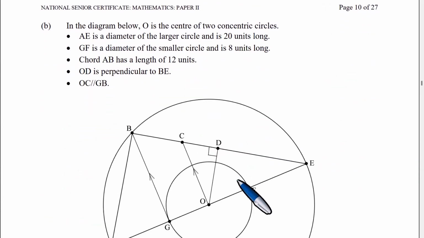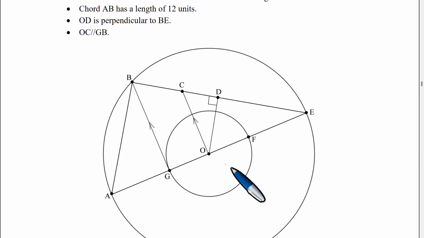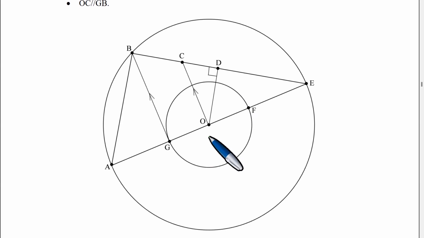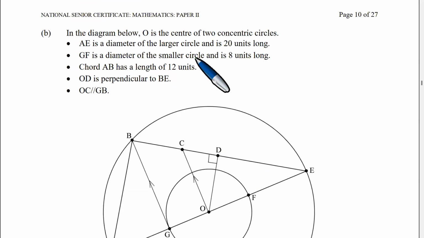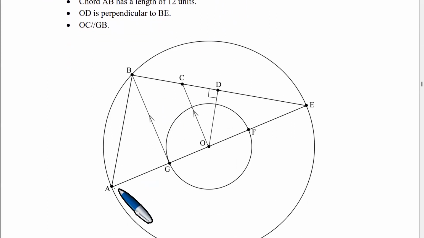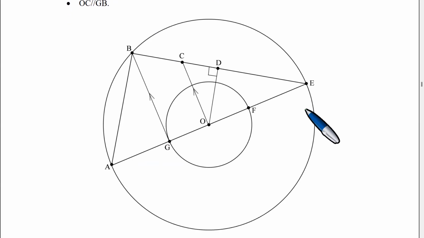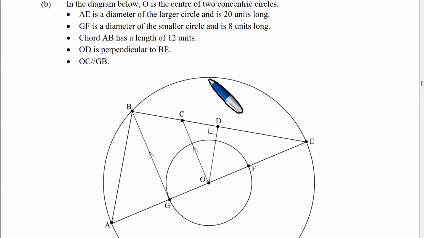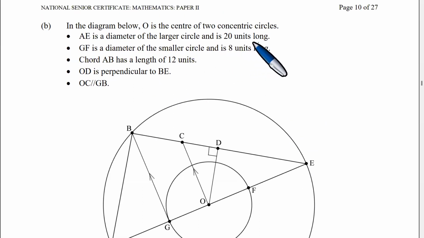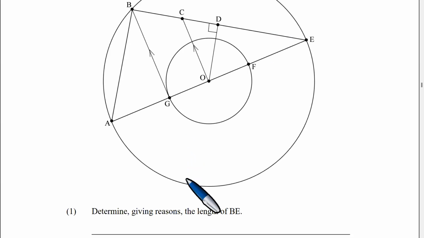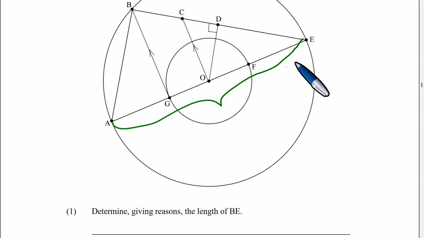Right, in the diagram below, O is the center of two concentric circles. A is the diameter of the larger circle, and we can see that it is actually given some length, and so it is 20 units long. So this here is 20 units long. Let me do this before I forget.